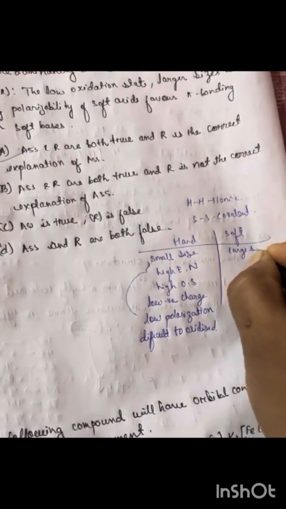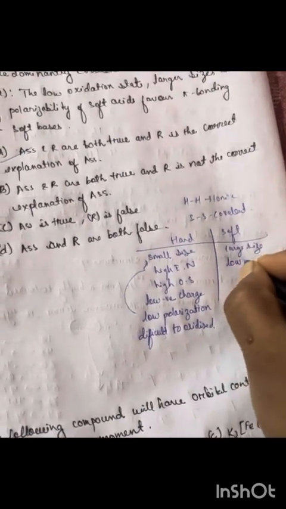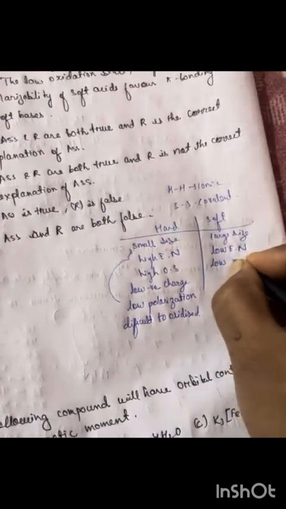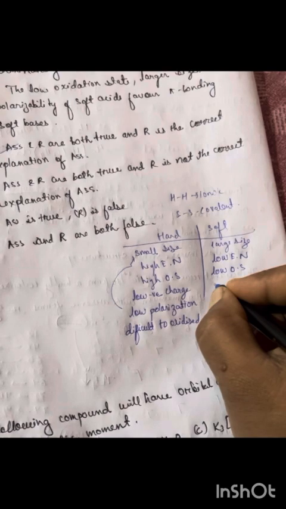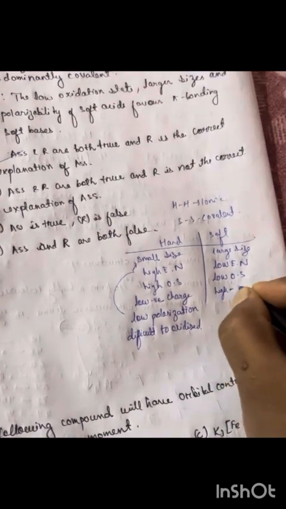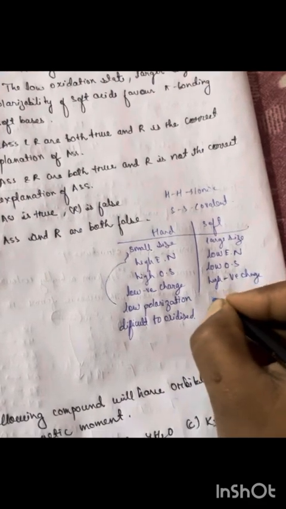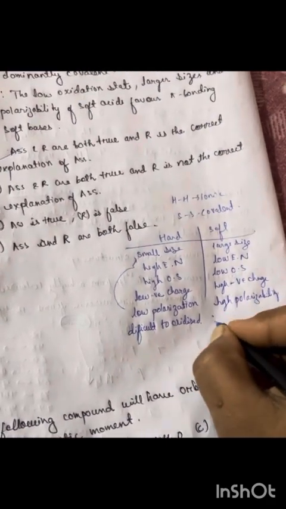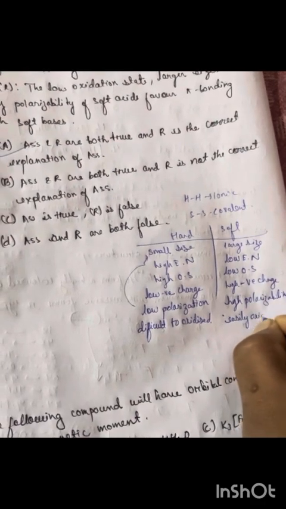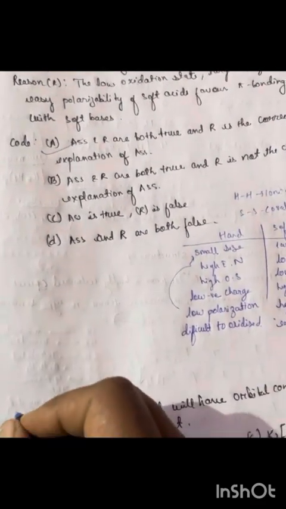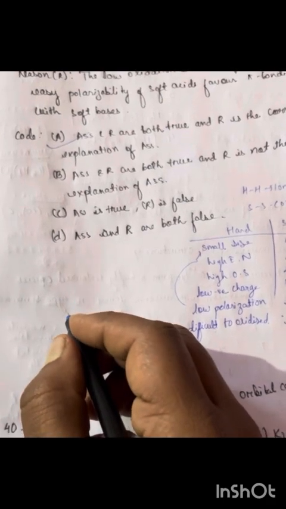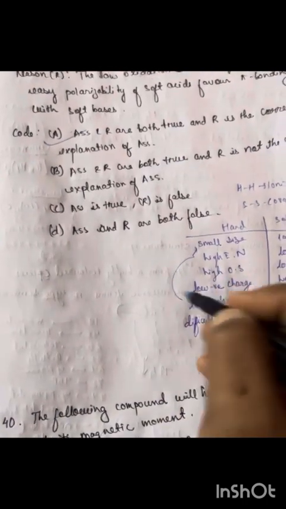There is a large size, low electronegativity, low oxidation state, then high negative charges, then high polarizability, then easily oxidized, right? You remember this. And one more thing you should know. Okay, we'll discuss more examples later. Okay, this is related to this concept.